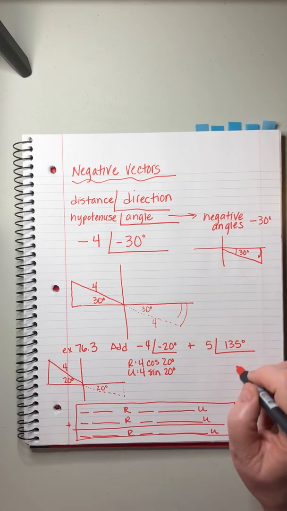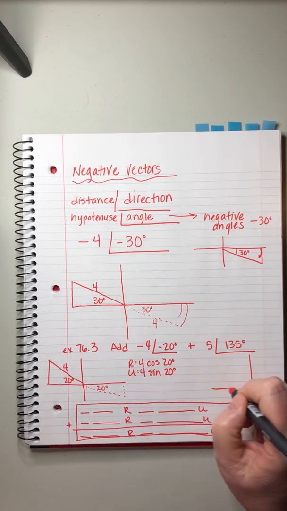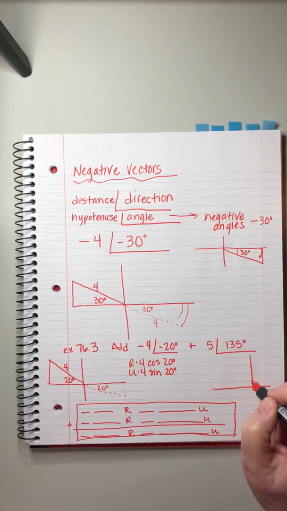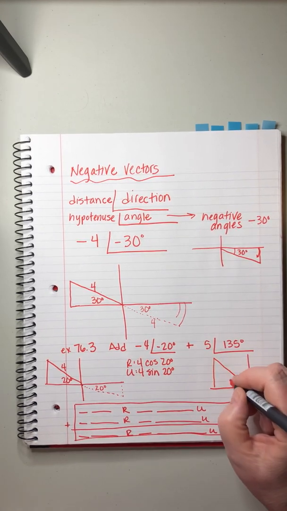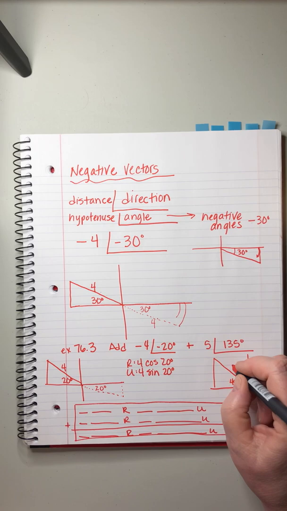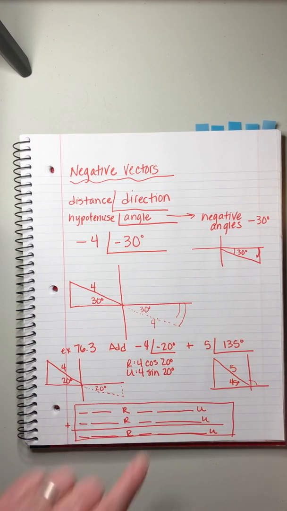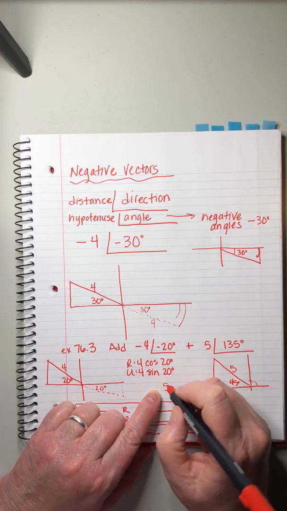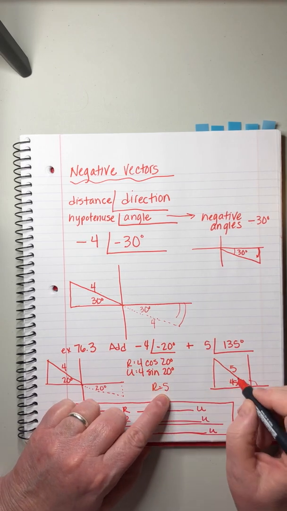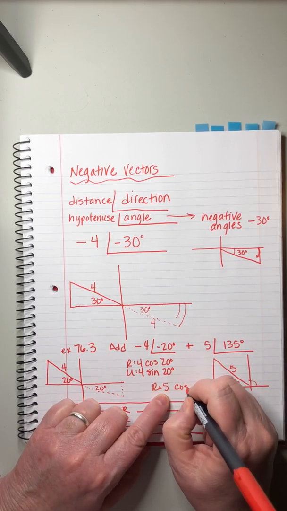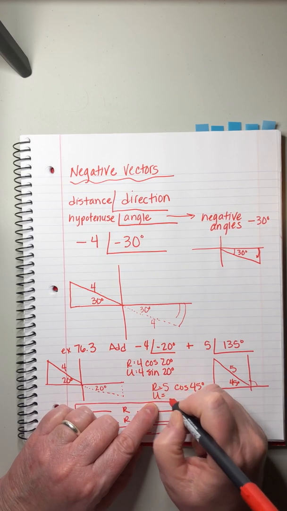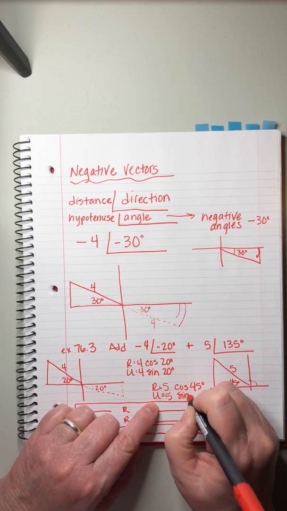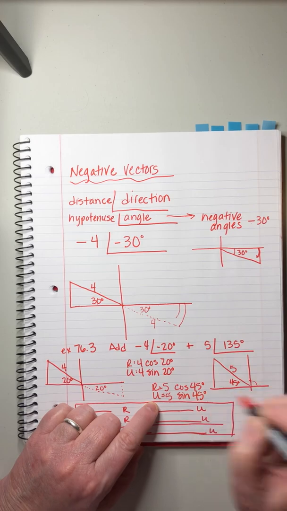And I can quickly see this is going to be 2nd quadrant because it's going to be 90 plus another 45. Hypotenuse of 5. So this one is going to be, the right value will be 5 times the cosine of 45 degrees, and the up value will be 5 times the sine of 45 degrees.